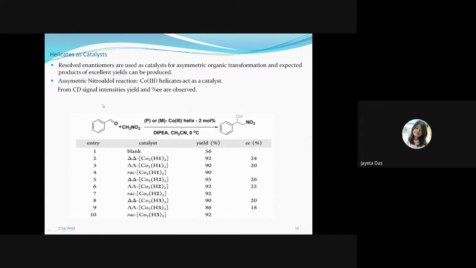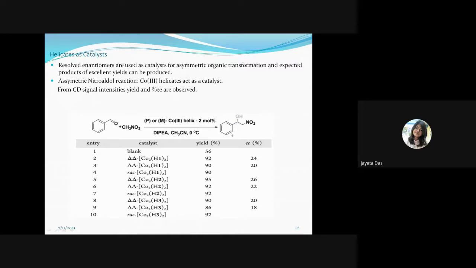Okay, so this reaction occurs, and if I don't use a catalyst, meaning the catalyst is blank, then you can see the yield is only 56%. But when I start using a catalyst, meaning this delta-delta and lambda-lambda type of catalyst, then you can see that the yield is very high: this is 92% yield and this is 90% yield. And in the case of all three types of helicates, high yield is found. And in the case of the racemic mixture, the yield is also high, like this 90% yield. Here you can see 92% yield, and here also 92% yield.